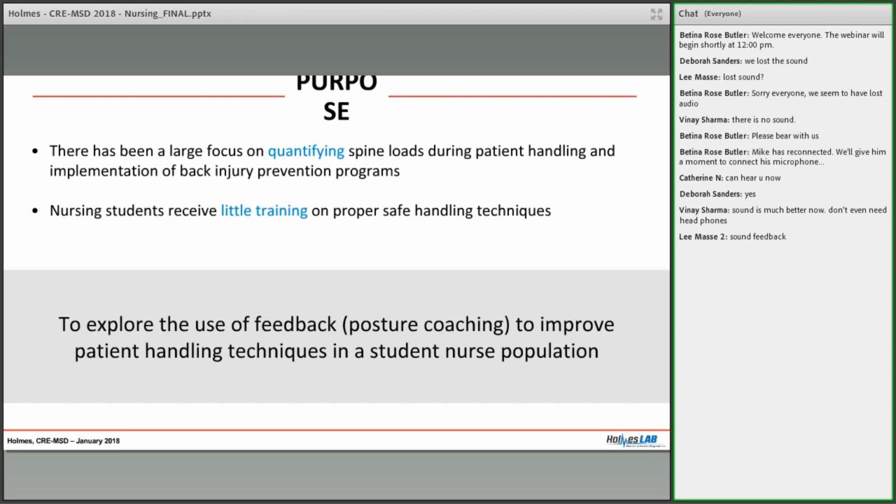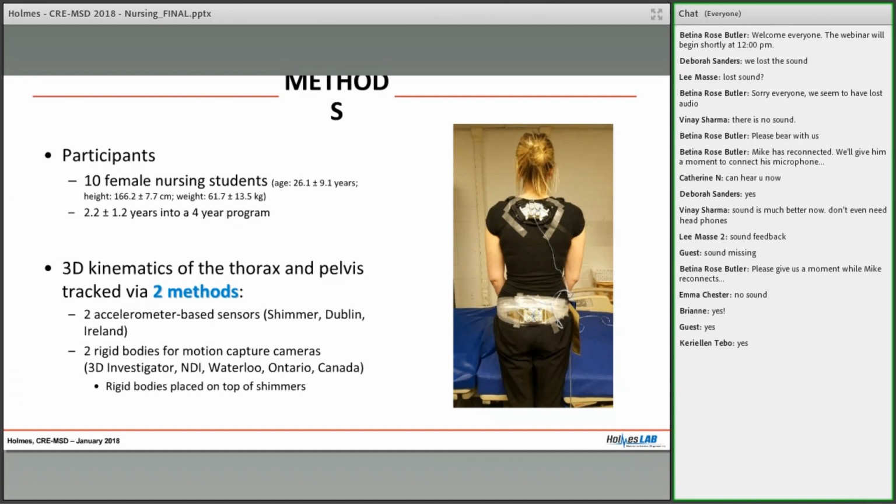So the purpose of our work was to explore the use of feedback or posture coaching to improve patient handling techniques in a student nurse population. So in terms of the methods for this work, we recruited 10 female nursing participants. They roughly were about halfway into a 4-year nursing program.